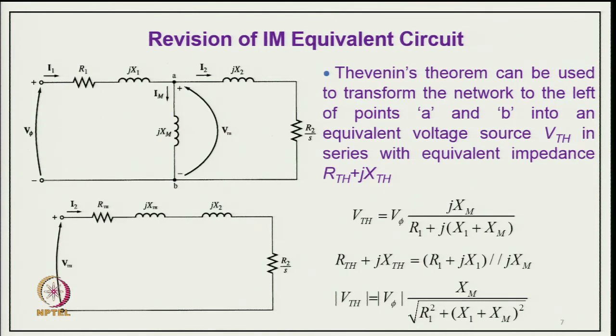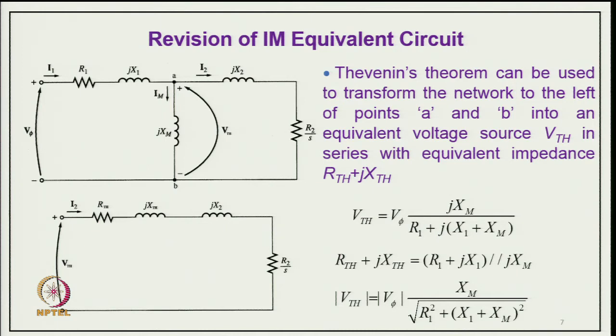And now, you can have a Thevenin equivalent across A and B, considering that the entire equivalent circuit we want is on rotor current. So, by taking a Thevenin equivalent of it. Of course, you can take even a core loss also into account. So, this V Thevenin will be V phi times jXm upon R1 plus jX1 plus jXm, and R th plus jX th will be R1 plus jX1 in parallel with jXm.